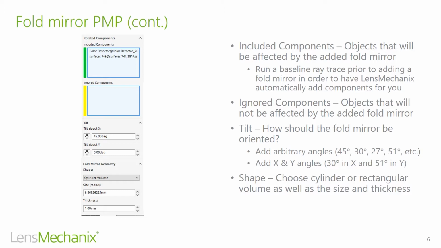If you've used Optic Studio, you're familiar with fold mirrors in sequential mode. The fold mirrors that you add in LensMechanix are non-sequential. You can also select the shape and thickness of the fold mirror. You can choose between either rectangular volume or cylindrical volume.